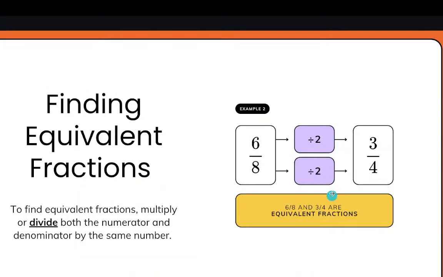However, if I multiply only the top number by 2, let's go back here. If I only multiply the top number by 2 and the bottom number, which is the denominator, by 3, those two things are not equivalent fractions because they're not being multiplied by the same number.